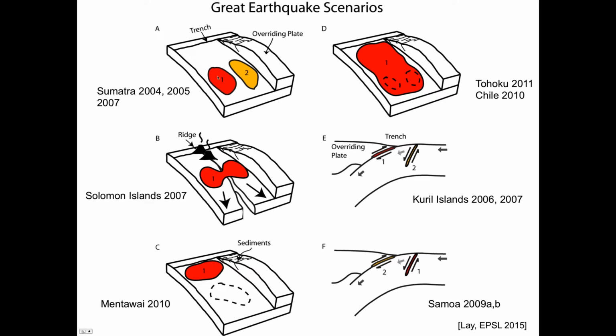We've seen migration of activity like 2004 Sumatra, 2005 Sumatra, 2007. We've seen that type of migration before along the Aleutian, Alaska margin, so that type of migration has been observed. We've not observed rupture across triple junctions or subducting ridges as dramatically as in the Solomon Islands, so now we really have to be rethinking some of our ideas of how disruption of the subducting plate may affect coupling and the ability of rupture to spread across.